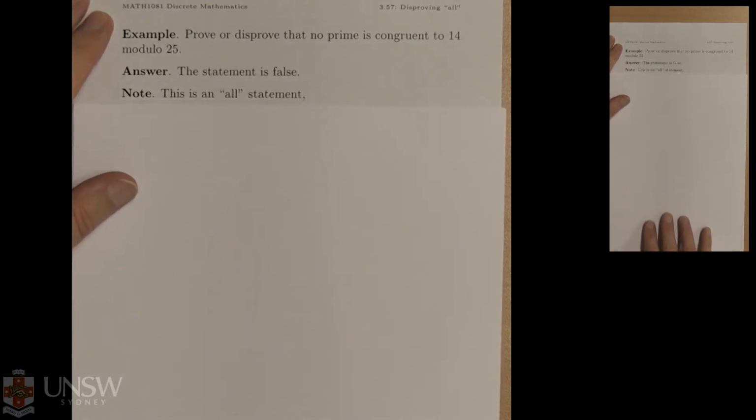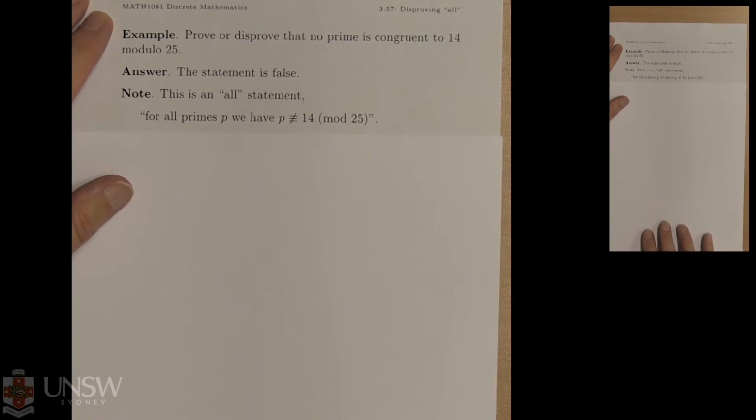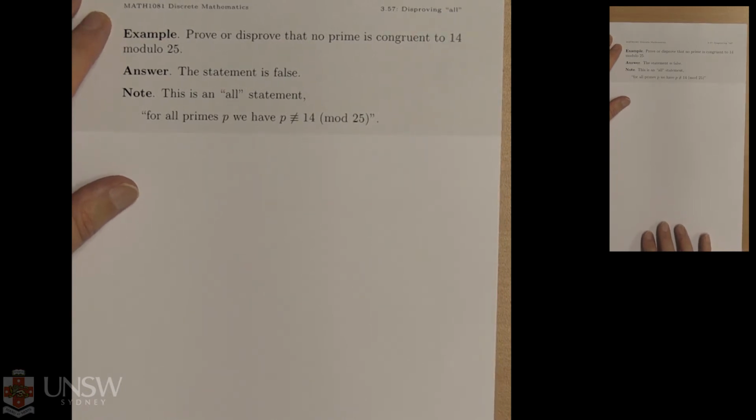If I'm saying that no prime is congruent to 14 mod 25, that's the same thing as saying every prime is not congruent to 14 mod 25. In other words, this. It's an or statement. For all primes p, we have p not congruent to 14 mod 25. That turns out to be false. How could we know that?